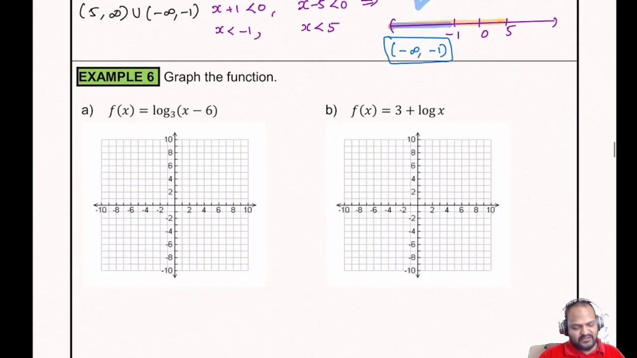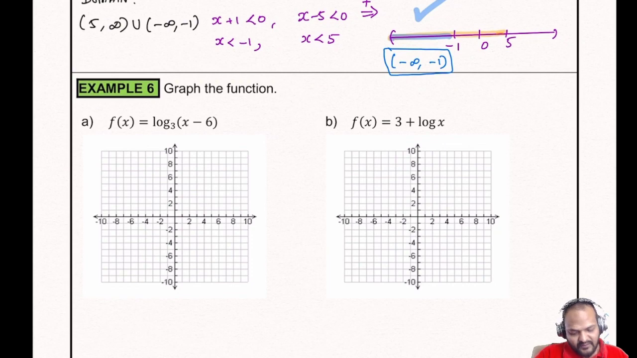All right. So let's try to graph these functions, and we will call it a day. Now I have the graph of log base 3 of x minus 6, right? How do we graph it? One of the easier ways would be, first we find the graph of log x base 3, and then x minus 6 means it's a transformation 6 units to the right. So we can do that.